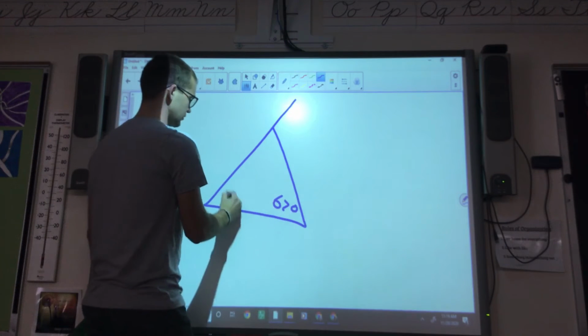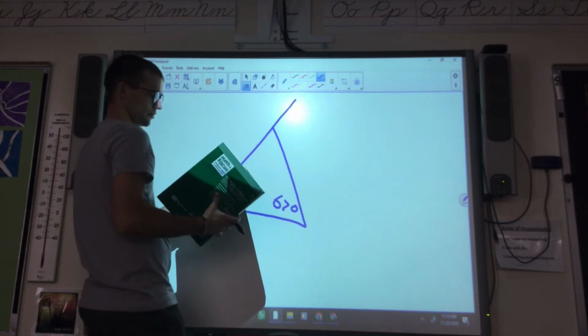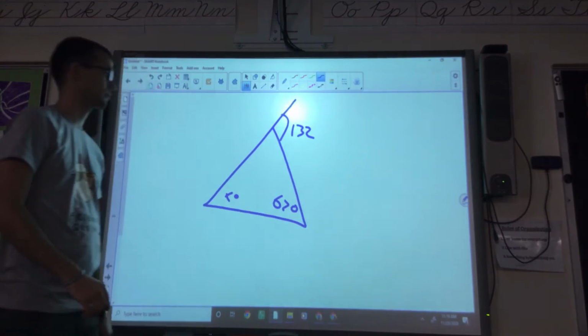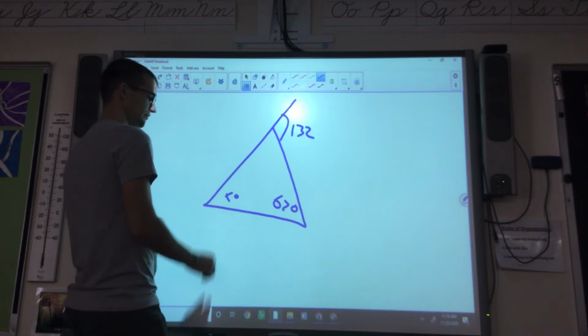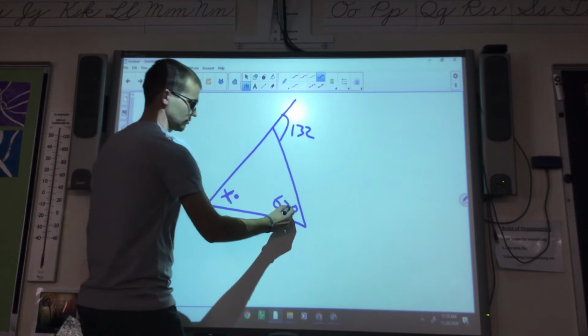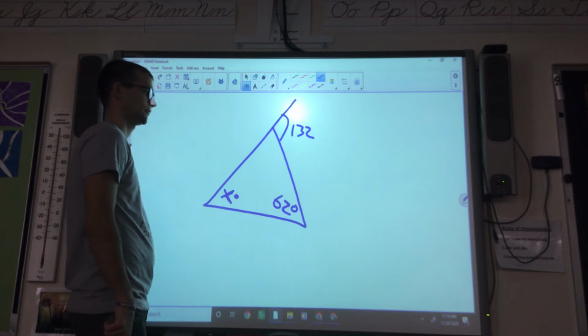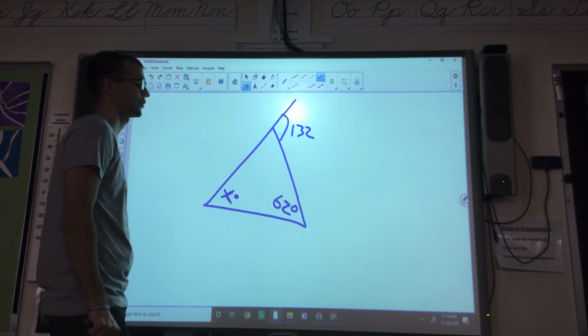62 degrees, X degrees, and we don't know the other one, but we know this is 132. 70. What do you mean 70? This is 70? How do you figure that out? And you're wrong, it's not 70. No, it is. No, 'cause that's 48. That's 48. Oh, no, you're right.